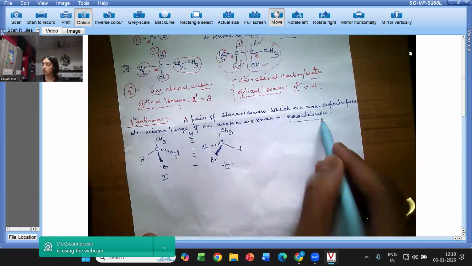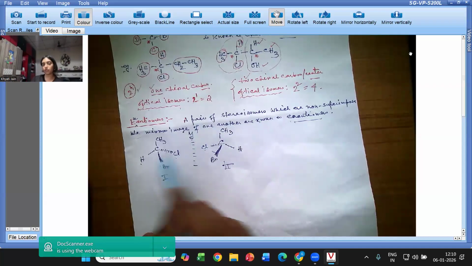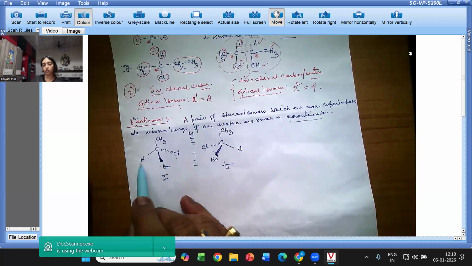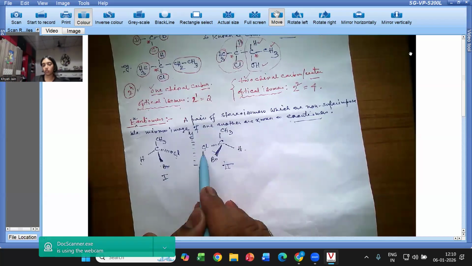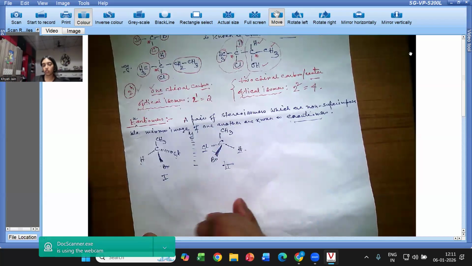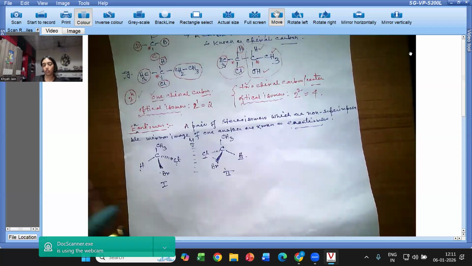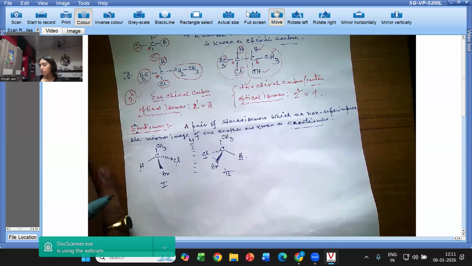Suppose on the left hand side, if you see, they are interchanging. Hydrogen has gone to the right hand side, chlorine has gone to the left hand side. This part is interchanged. This is called enantiomers. Am I clear to you? Yes or no? Yes, sir. Any doubt? No. Okay.